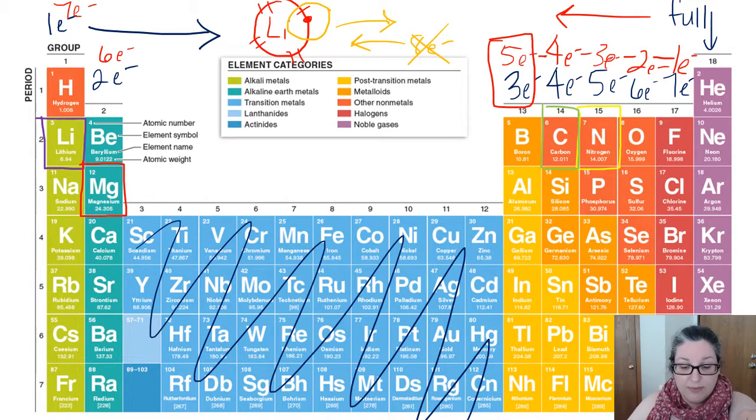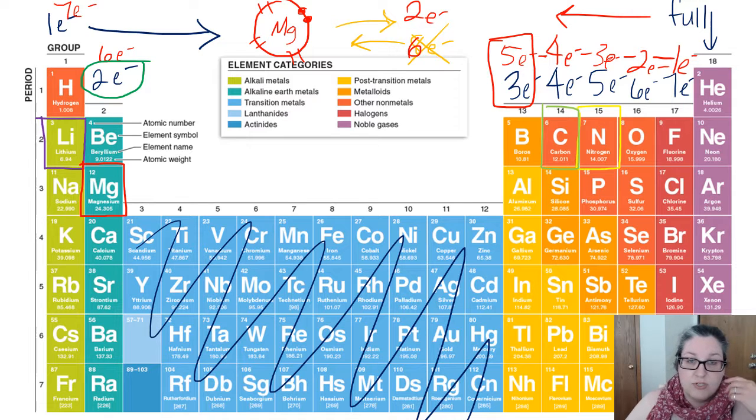Same with magnesium, except it's going to instead get rid of 2 electrons. Because magnesium, if we change lithium here to magnesium, is going to have 2 electrons in its outer shell. It's so much easier to get rid of 2 electrons than to get 6. That's just not going to happen. So these 2 are going to leave. And I think I said to gain 8 electrons. I meant 7 for lithium, but I think you get the idea. So we're going to get rid of these 2.